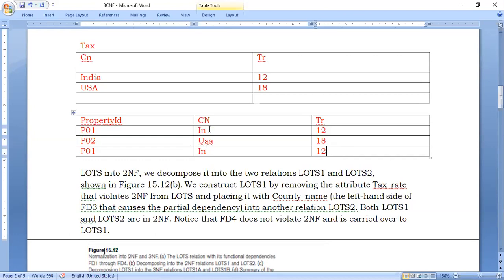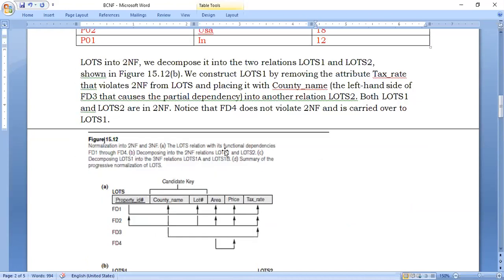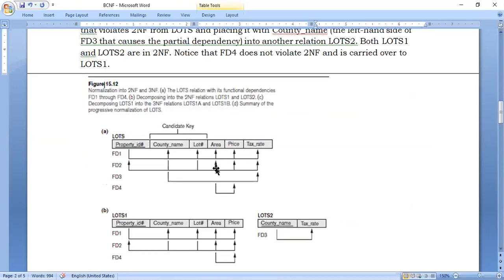So what do we see here? We see that there is a redundancy. Why is there a redundancy? Because there is one more functional dependency, that tax rate depends only on country. So if we look at this example, tax rate is not dependent on the property ID, it is dependent on the country name. So tax rate can be determined only by the country name. We do not have to understand which property. So tax rate is not differing lot by lot. Whenever the country is the same, the tax rate will be the same, even though the plot may differ.